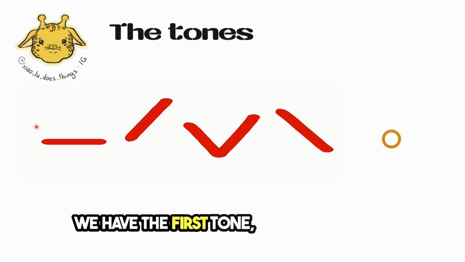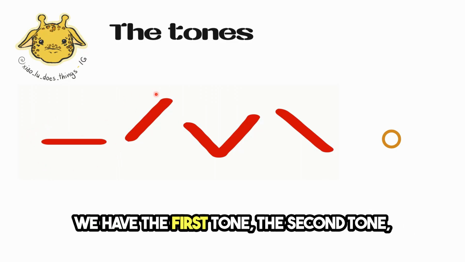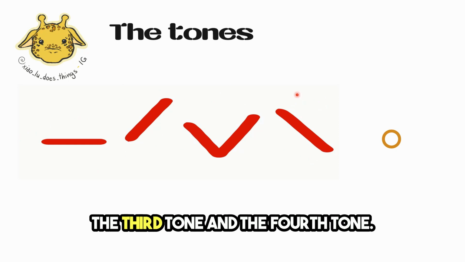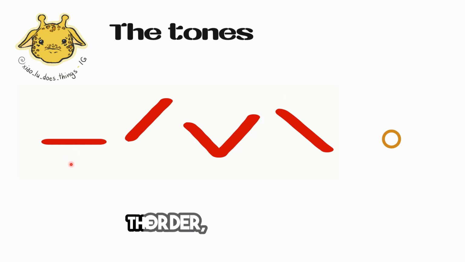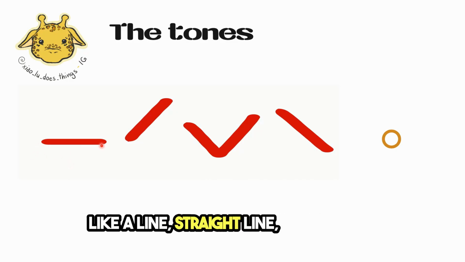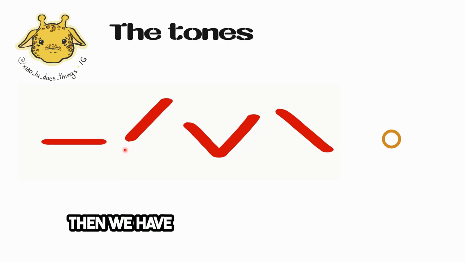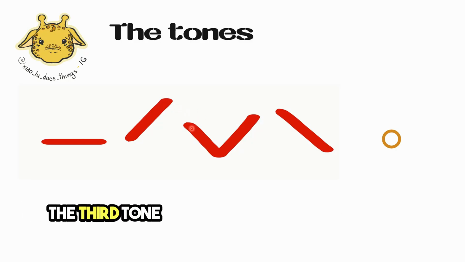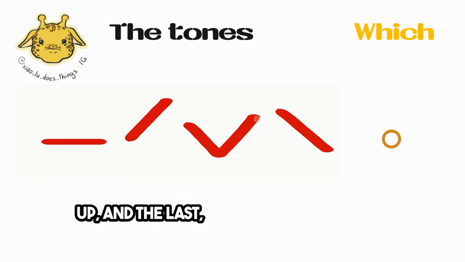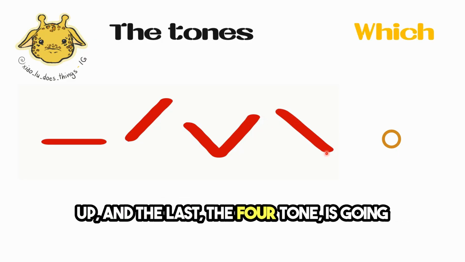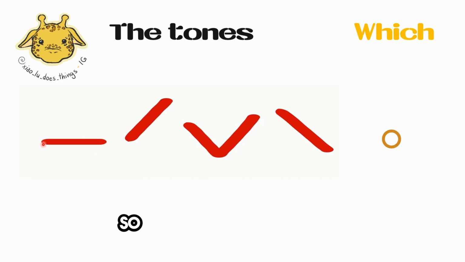We have the first tone, the second tone, the third tone, and the fourth tone. Remember, we are going to see them better later, the order. The first tone is like a straight, horizontal line. Then we have a rising line for the second. The third tone is the one which goes down and then up. And the last, the fourth tone, is going downwards. So 1, 2, 3, and 4.